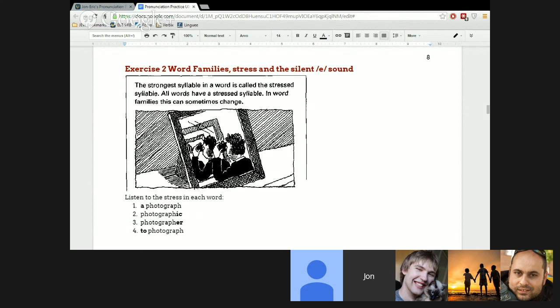Say it for me once more. A photograph. Photograph. Yeah. It's a photograph. Sounds good to me. All right. So where's the stress in the word? Photograph. 3 syllables. Which is the stressed one? 1, 2, or 3? You have to say photograph. The first one. Right. Photograph. First syllable.